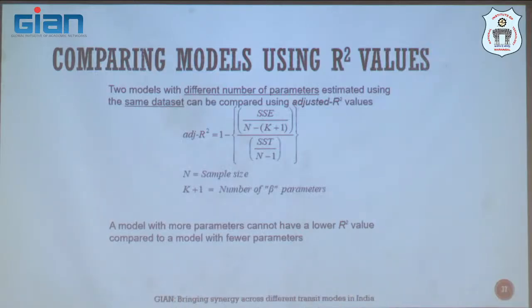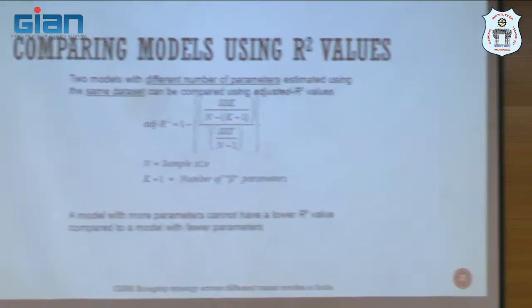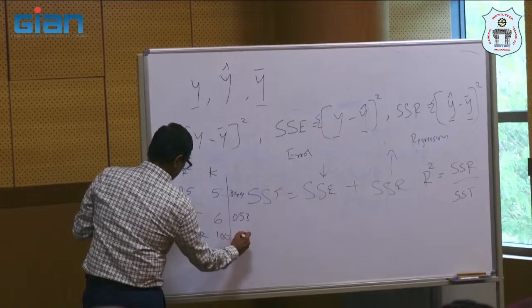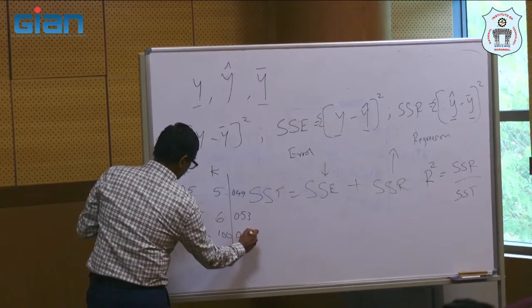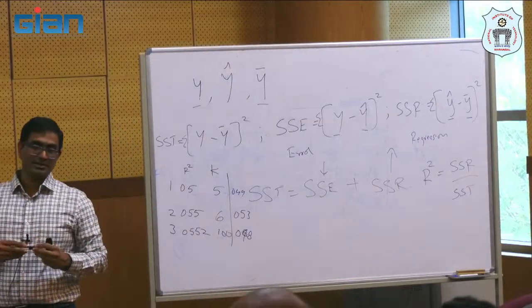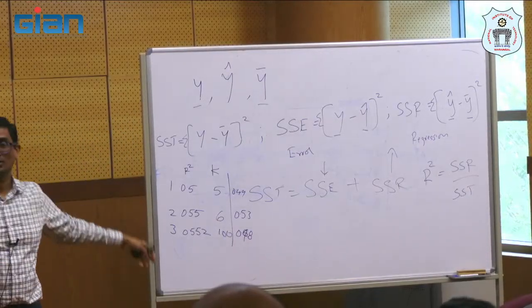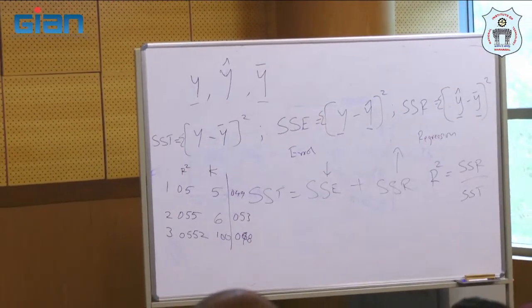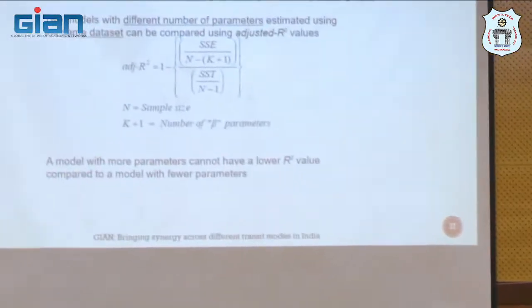So for these numbers, it would be like 0.49, 0.53, it would probably be like 0.43. That would be how the adjusted R square values would look. So it's easy to compare. Then you don't have to worry about additional parameters. Automatically you can make the comparison. Okay. Any questions?